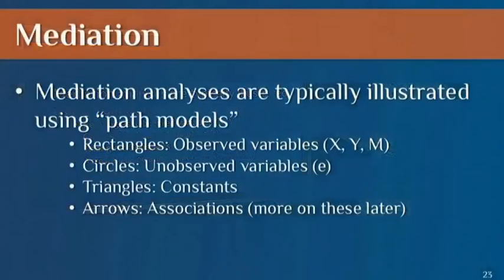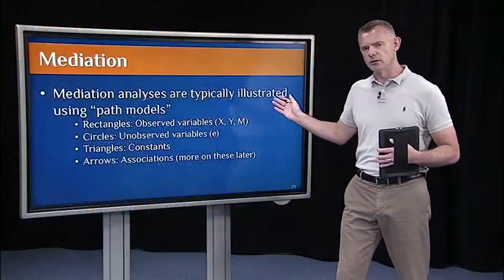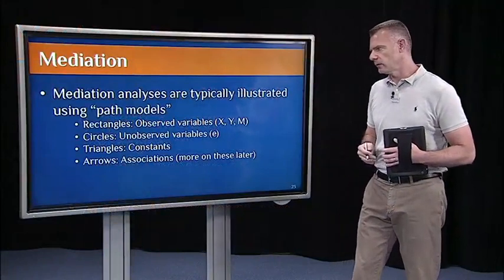So rectangles represent observed variables, so the variables that we actually measured. So like x, y, or m, like the working memory measure or the IQ measure. Those are represented by rectangles.